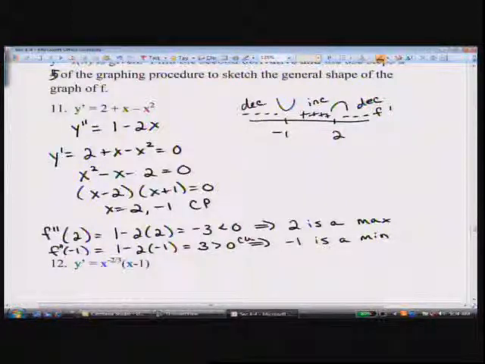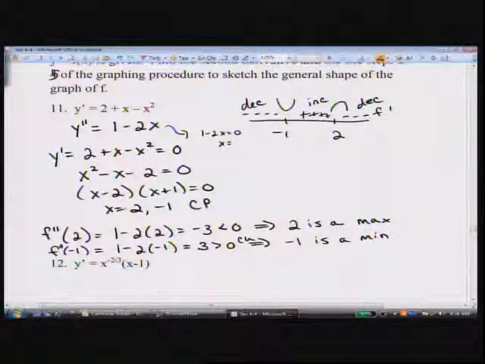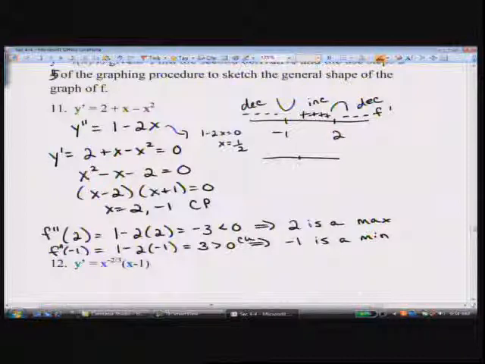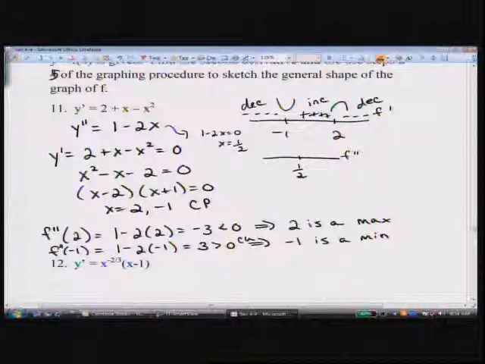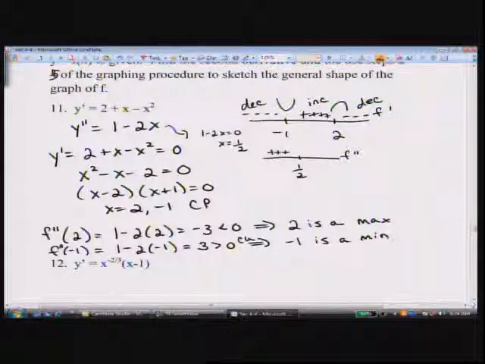If we wanted to look at concavity, we need to see where the second derivative equals 0. That is 1/2. So we have a possible point of inflection at 1/2. If we investigate the second derivative to the left of 1/2 by choosing a number like 0, we see that it's positive; we get 1. If we pick a number greater than 1/2, like 7,000, you'll see 1 minus 14,000 is in fact negative. So this means the function is concave up and then concave down.